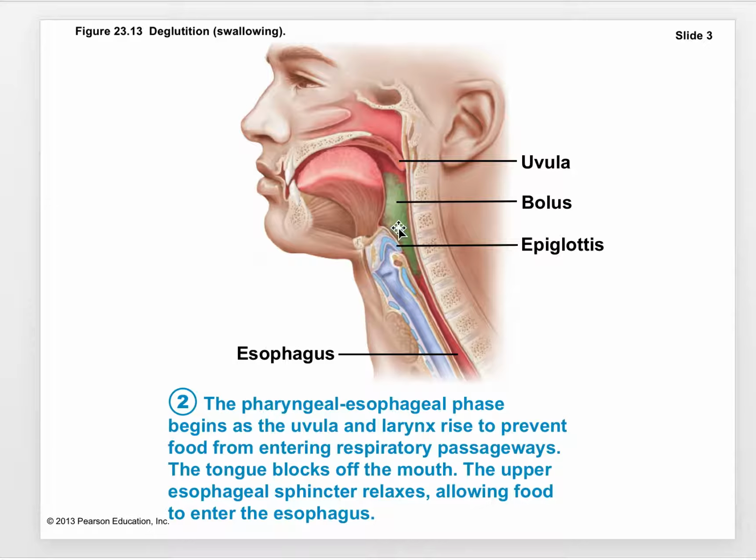The uvula and the larynx rise to block the food from entering the respiratory passage. If it wasn't for the uvula and the larynx rising, and this is the epiglottis primarily, the food could go, instead of the esophagus, down to the trachea, which would not be good. That would result in aspiration and cause pneumonia or even death, choking and strangulation. So the epiglottis closes over the trachea and allows passage of the bolus down into the esophagus.